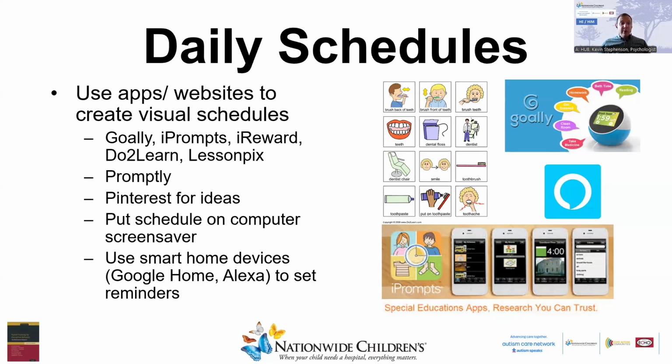Some other things that could be really helpful is using smart home devices. If you have Google Home, if you have Alexa, if you have Apple Home, you can say, hey Google, set a timer for something, or set a reminder or a schedule. Putting a schedule on a computer screensaver can be also another thing, or a lock screen on a tablet or a phone. Different ways to really bring the daily or visual schedules to the everyday format. Next slide.